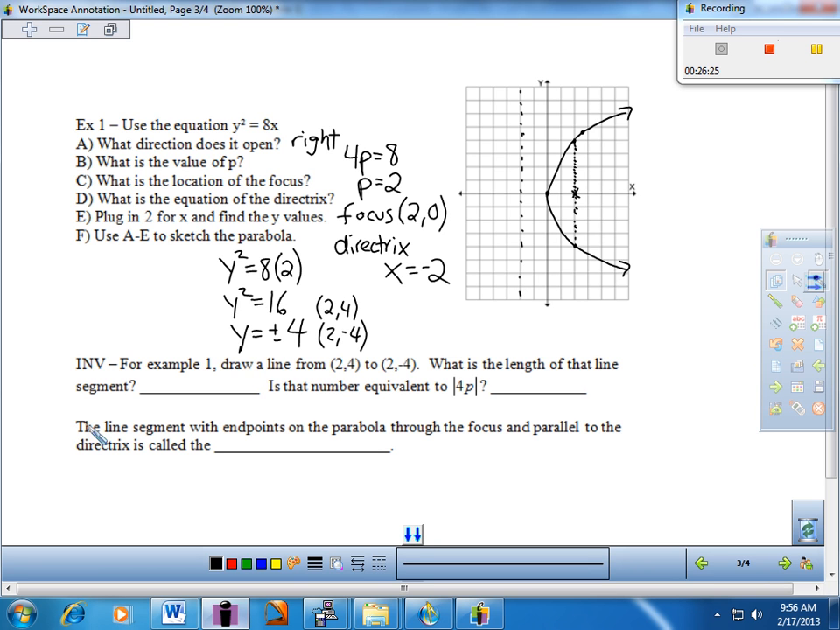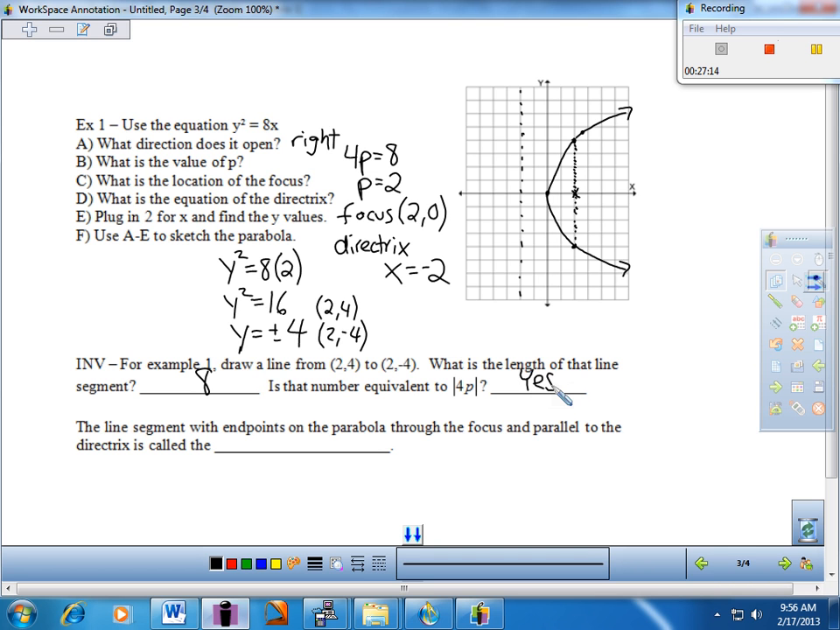But there's a question on here I guess we need to answer. And it says, what is the length of that line segment? Well, guys, what if I asked you to count from this point to this point? How many units is that? 1, 2, 3, 4, 5, 6, 7, 8. 8 units. And it says, is that number equivalent to the absolute value of 4p? Remember that right out here? And do you see? It's the same. So the answer is yes.